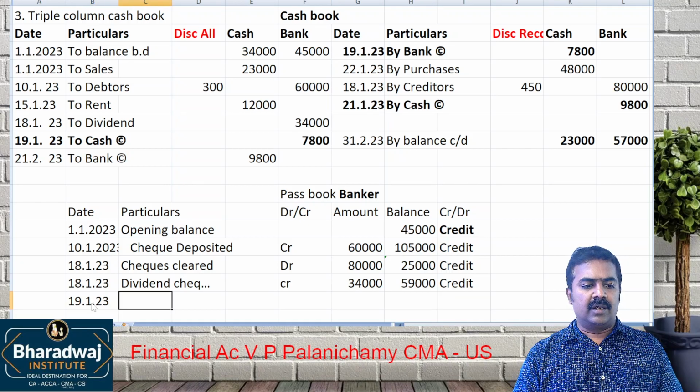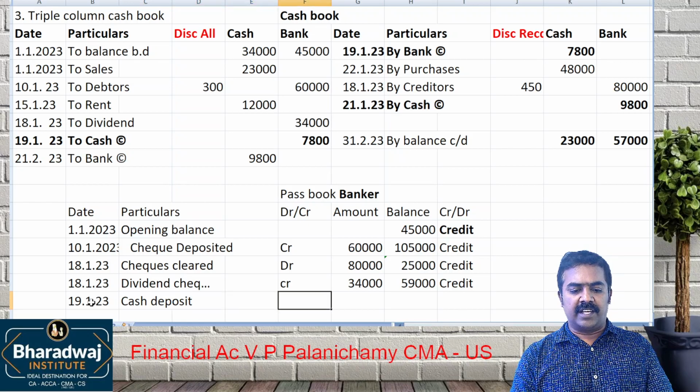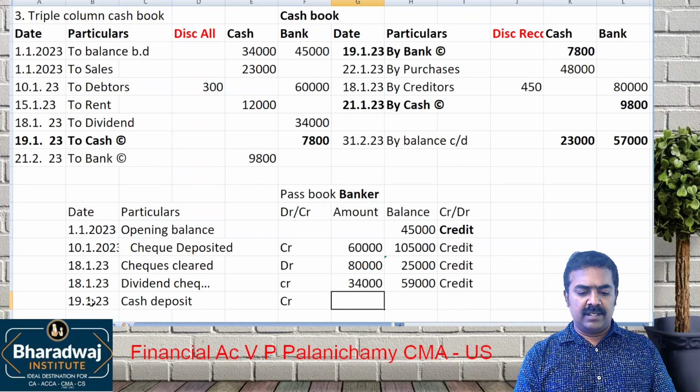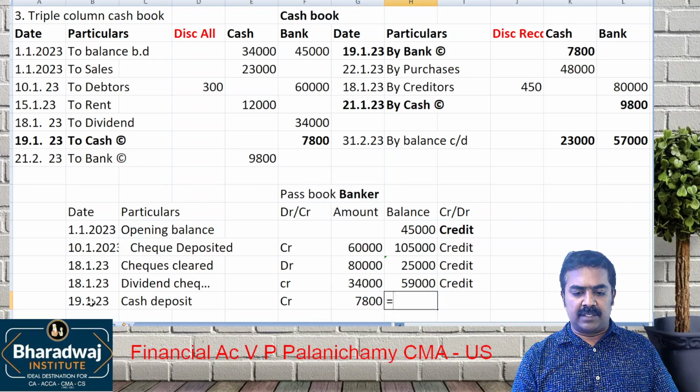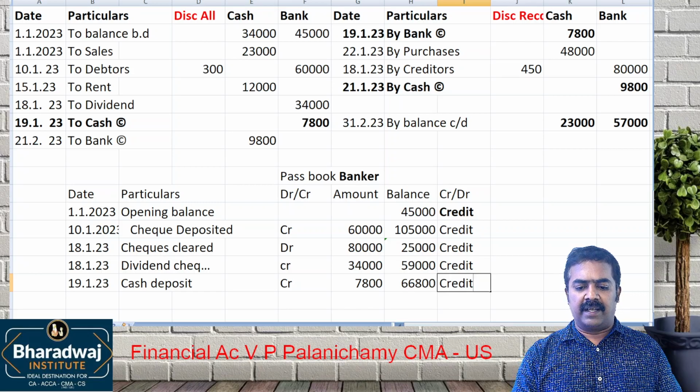Again, 19.1.2023. Okay, cash deposited. Cash deposit they will credit. How much will they credit? 7,800. 59,000 plus 7,800. It will have which balance? Credit balance, like that it will be there.